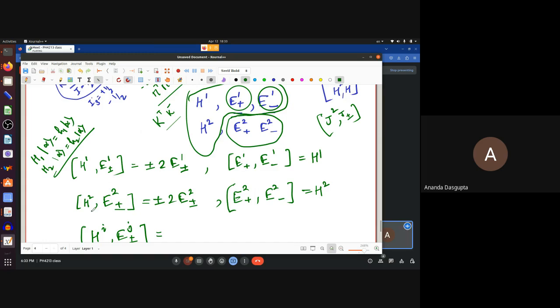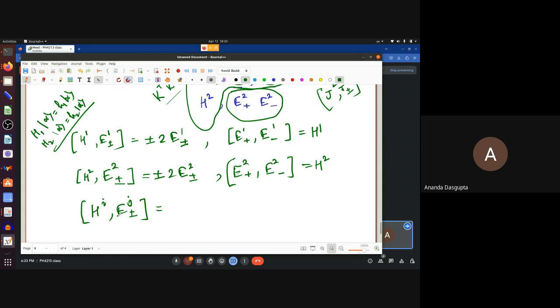E2 plus minus changes H2's eigenvalues either up or down by 2. That's also easy. But this will tell you how E1 plus minus will change H2 eigenvalues, or H1 or E2 plus minus will change H1 eigenvalues. Okay? Right?